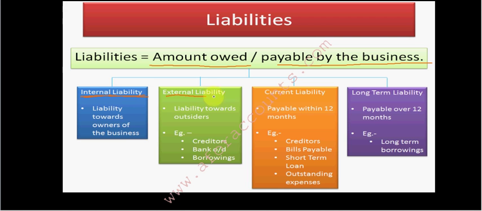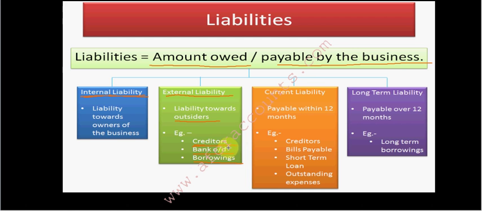What is an external liability? Obviously, as the name suggests, external liability is the liability which has to be paid to the outsiders. Examples are your creditors, your bank overdraft, your borrowings. I will take them up one by one. Say I purchase goods on credit. On credit means goods have come into my factory but I have not paid for them. So one day I will have to pay for the goods which I have purchased. So the person to whom I need to pay is my creditor, because I have purchased goods on credit.